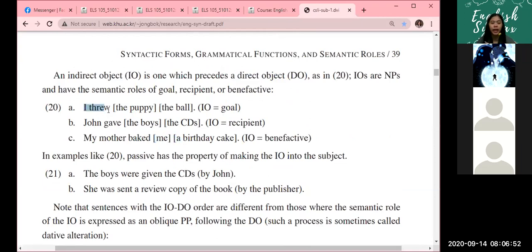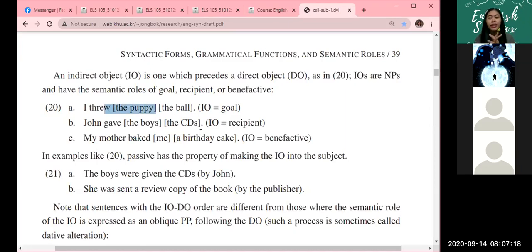Let's say, for example, I threw the puppy the ball. Unsay iyang gilabay? Dili ang puppy ang iyang gilabay, which is basically the ball. So that is now the DO, the direct object or the direct recipient of the action. Now we have here the puppy, which is the indirect object or the indirect recipient of the action, which is throwing the ball. Okay, dili ang puppy ang gilabay ha. This is not the direct object.